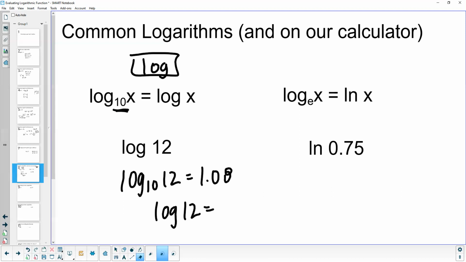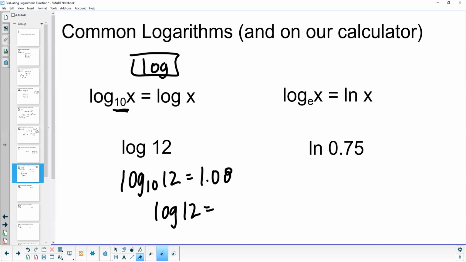And that's rounded. This is going to go on forever. But it's telling me that to go from 12 and get it down to 1, how many times do I need to divide it by 10? Well, I need to divide it by 10 once, and then a little bit more, but I don't want to divide it a whole other time. So that's kind of what we're looking at here. And that's our log button.